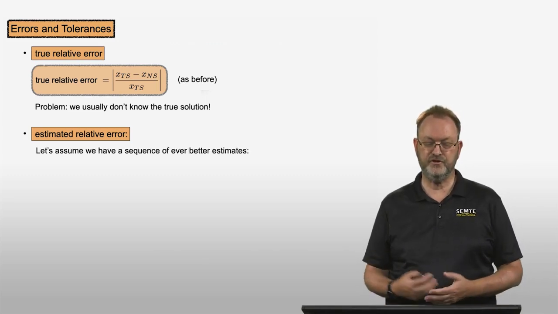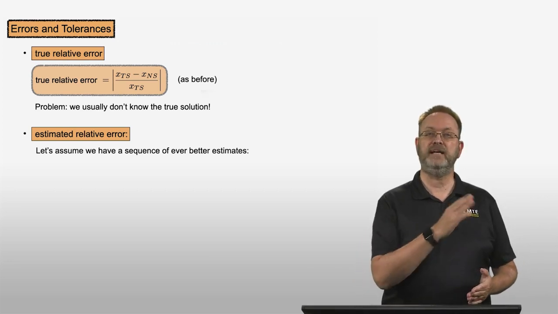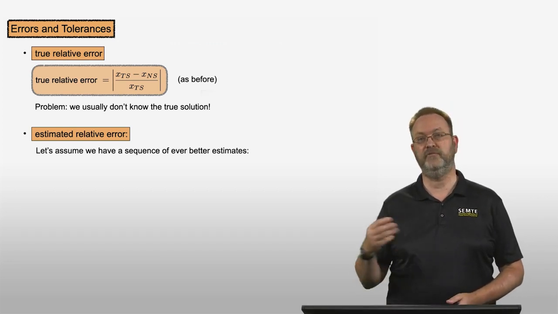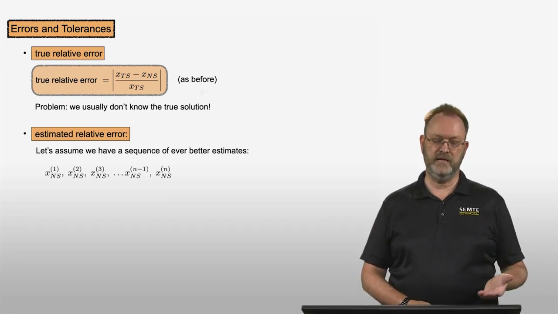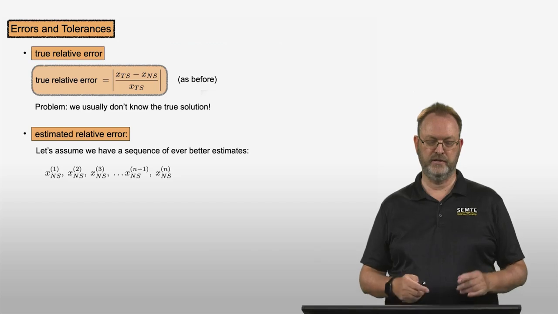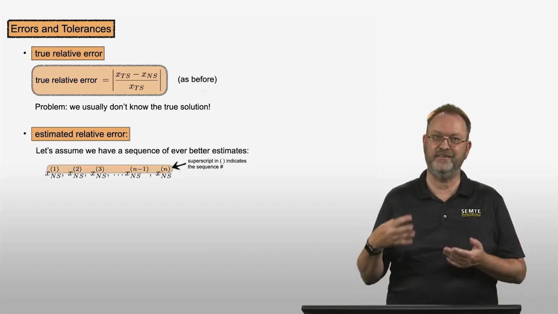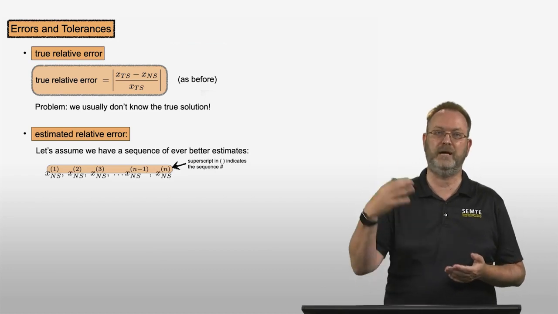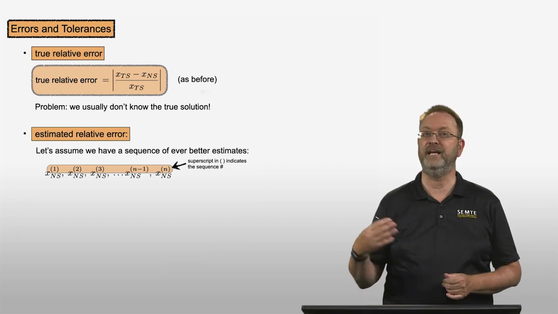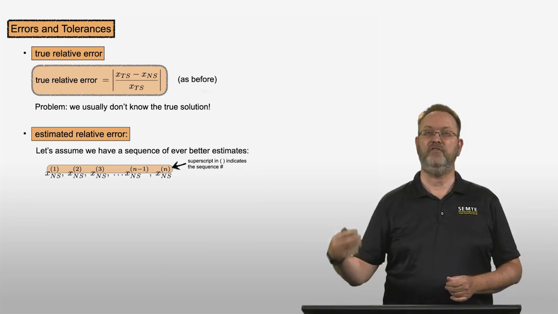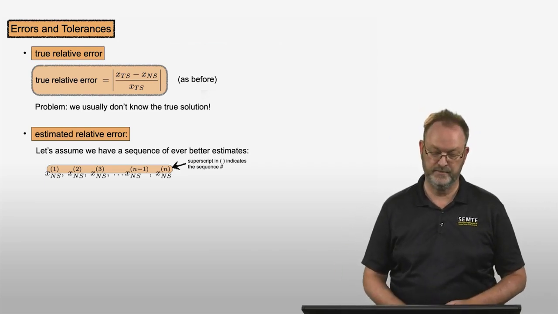So what's that? Let's assume that we will have a sequence of ever better estimates for my root. Something that an open method will give us directly. So we start with some initial guess, numerical solution superscript 1 in parentheses. So this does not mean that you take the numerical solution to the power 1 or the power 2. These round parentheses just indicate that this is a value in a sequence of ever better estimates for the true solution. So we'll have this sequence.